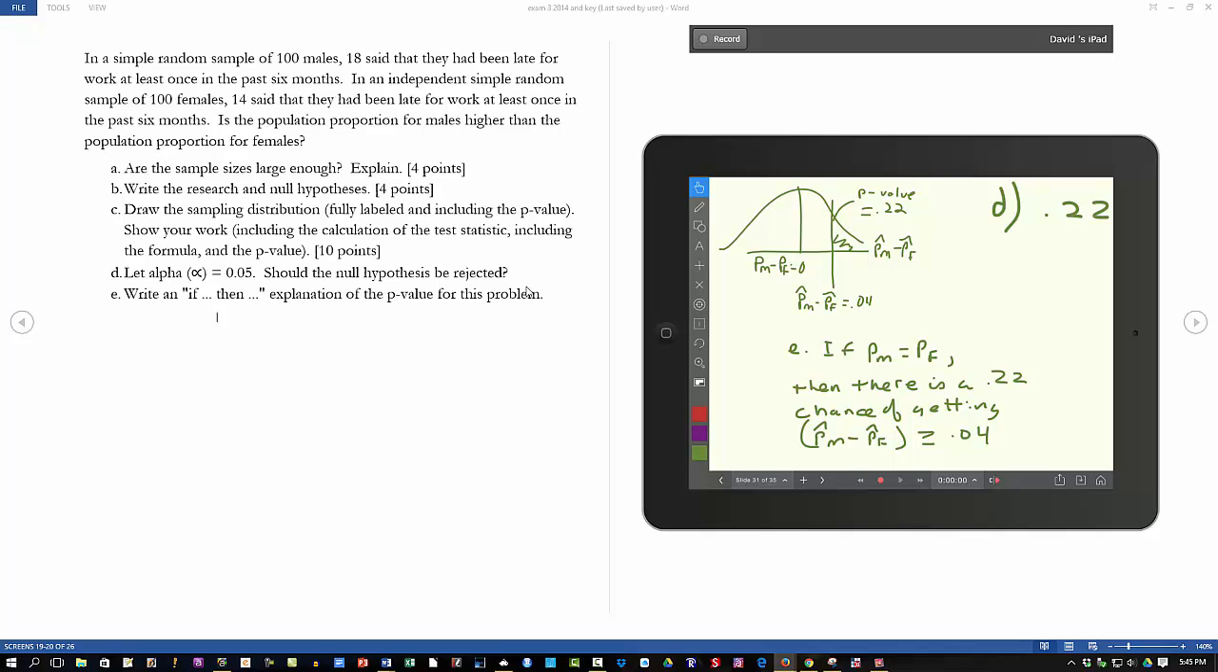If the null hypothesis is true, then there is a p-value chance, a 0.22 chance of getting the statistic that we observed, or one more extreme, in the direction of our alternative hypothesis. So our statistic is the 0.04, and our HA was in the upward direction, so we go from our statistic up. So the chance of getting a difference between proportions, subtracting in the direction male minus female, greater than or equal to 0.04.